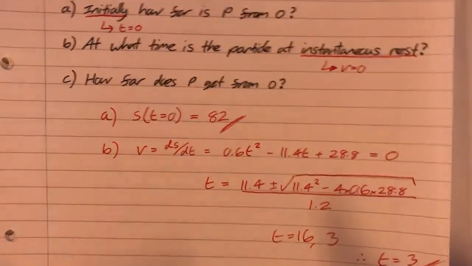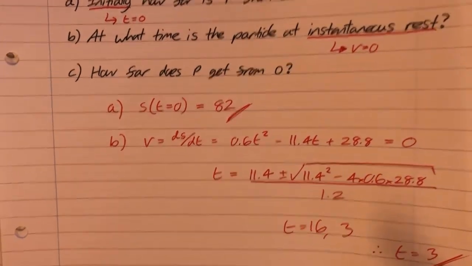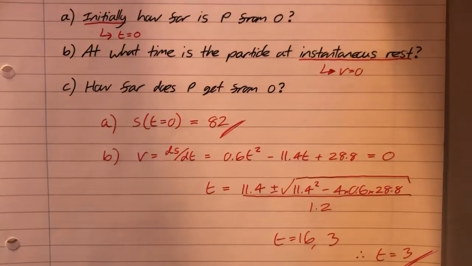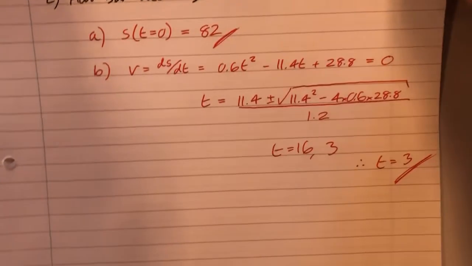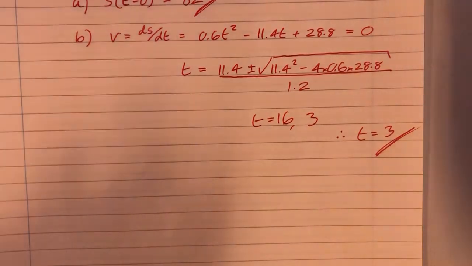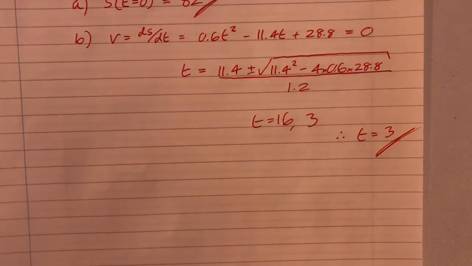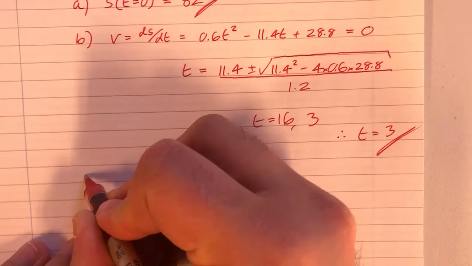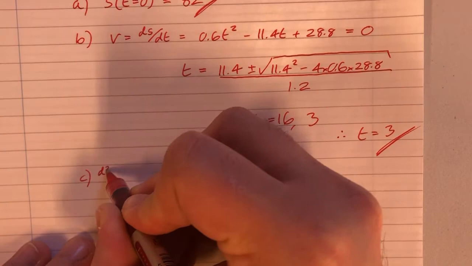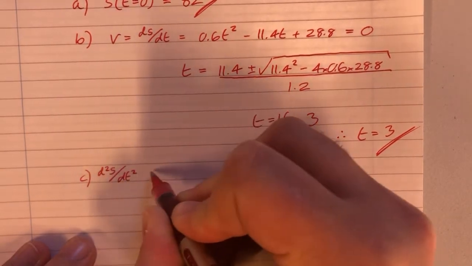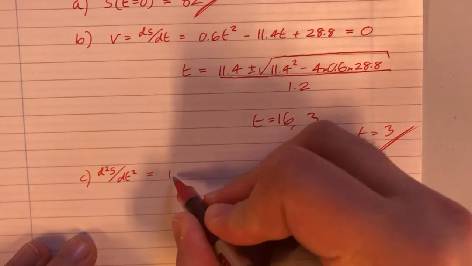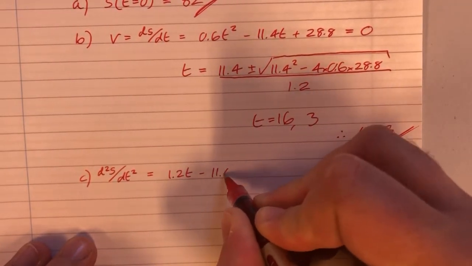Okay, and finally part C: how far does P get from O? What's the furthest that this particle will get from this fixed point? So what I'm going to do here to solve this is draw the graph of s again, t against s. But in order to do that, I need to know if this point is a minimum or a maximum. So I'm going to find d2s by dt squared. And that's just the differential of this with respect to t. So that's going to be 1.2t minus 11.4.